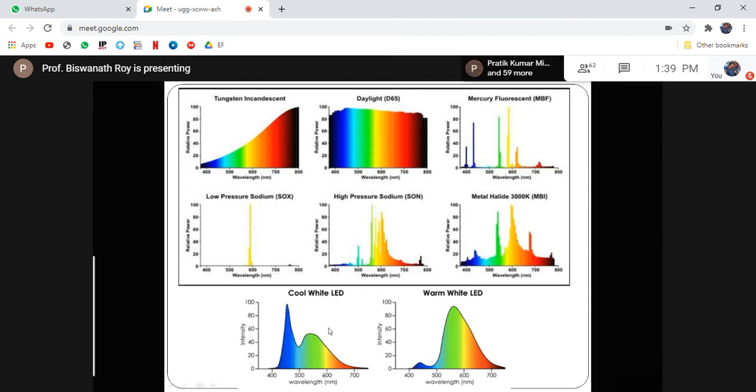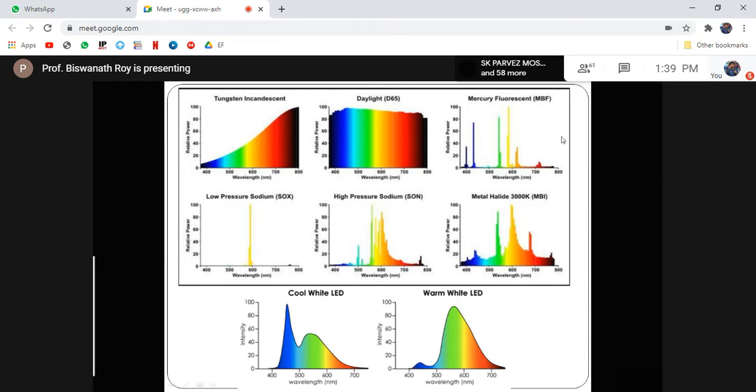LED, basically it is the blue chip. The blue emission is coming out from the LED chip, and there is a phosphor. Phosphor is covered over the blue chip, and the phosphor converts some portion of the blue into the yellow, green, red region, and we are getting this portion of emission from the phosphor, right? And this portion is from the blue. It is the amount of phosphor and the type of the phosphor that, from the same blue chip, we can get both warm white LED and the cool white LED.